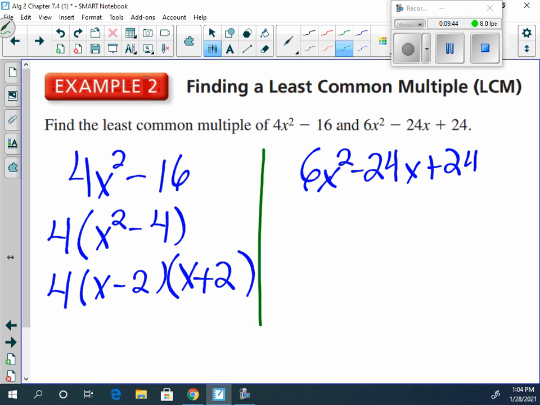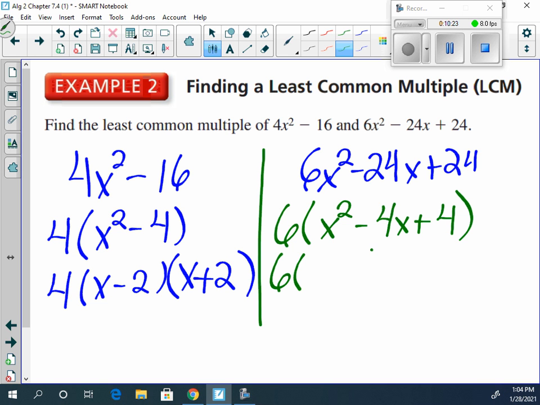Now, if we look at the other one, this one here has a greatest common factor of what? 6. So we can factor it out. If we factor 6 out of 6x squared, we're left with x squared. If I pull 6 out of 24x, we're left with what? 4x. And plus 4. We're left with 6 times x squared minus 4x plus 4. Now we can factor this down.